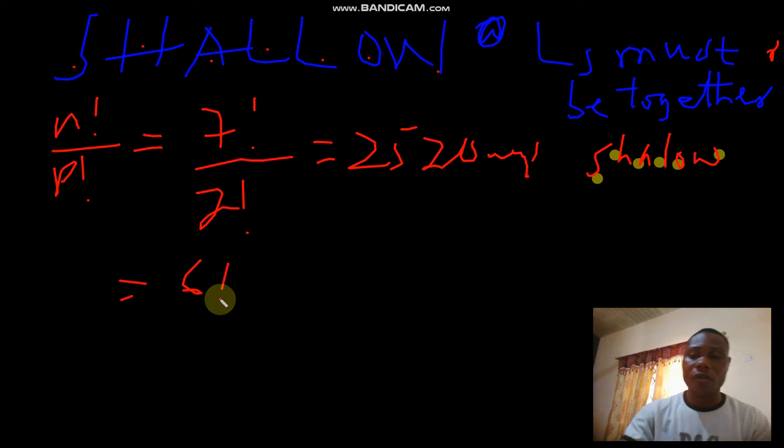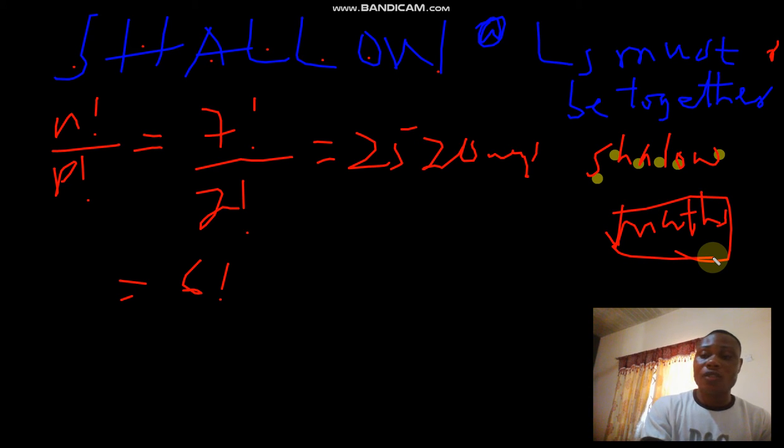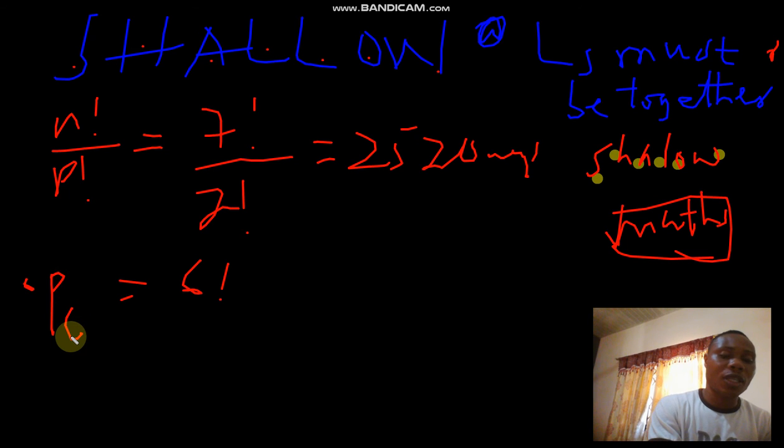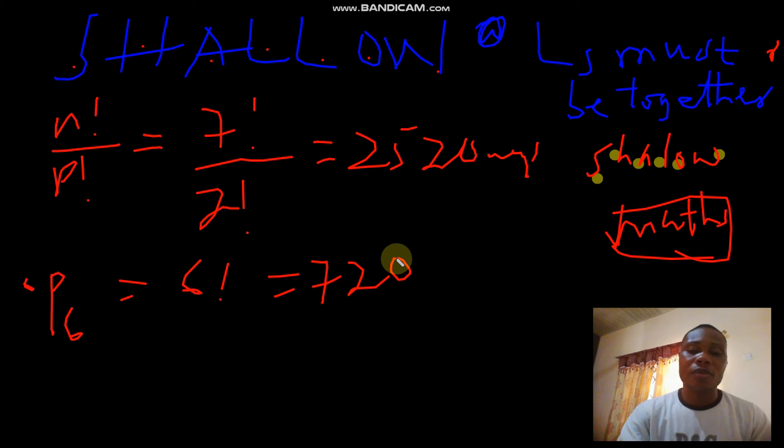Don't forget, in part 1 we learned how to arrange the letters of a word when there are no identical elements, and we looked at the word MATH. You can check that video. So this is just 6 permutation 6, which gives 6 factorial directly. 6 factorial gives 720. This is the first part of the question, when the L's must be together.